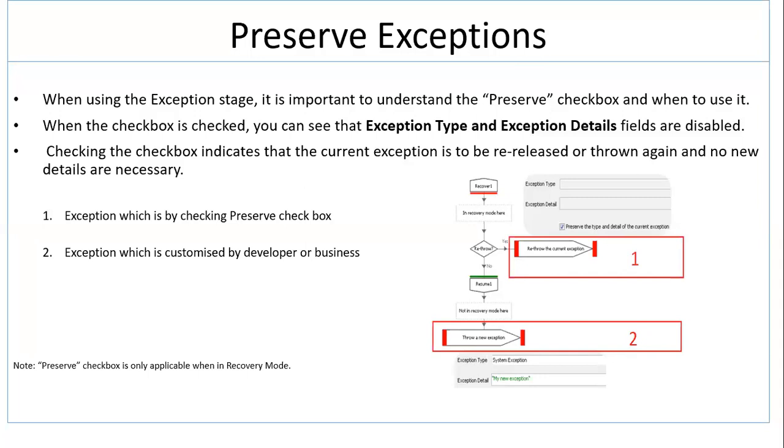When the checkbox is checked, you can see the exception type and exception detail fields are disabled. Checking the checkbox indicates the current exception is to be released or thrown again and no new details are necessary. You can see this highlighted in screenshots 1 and 2. For the first one, it has been preserved, and the second one is just thrown as a customized exception. Exception 1 is by checking the preserve checkbox, as I explained.